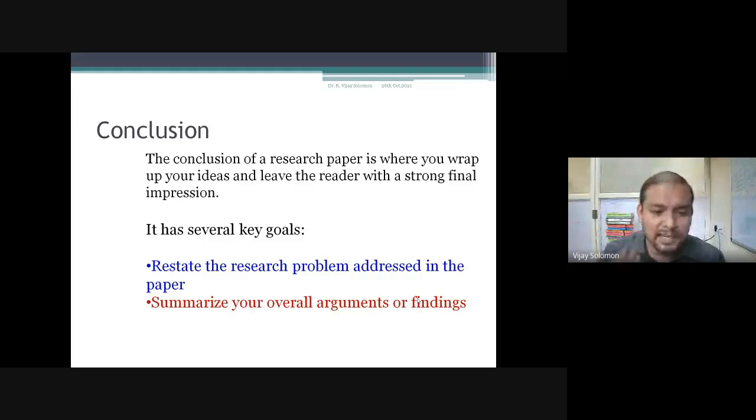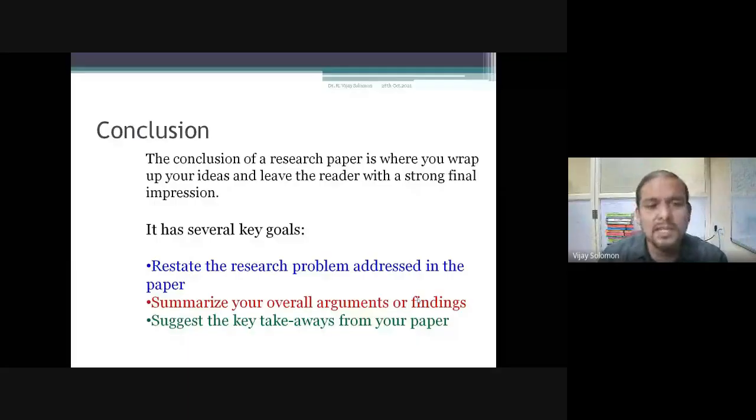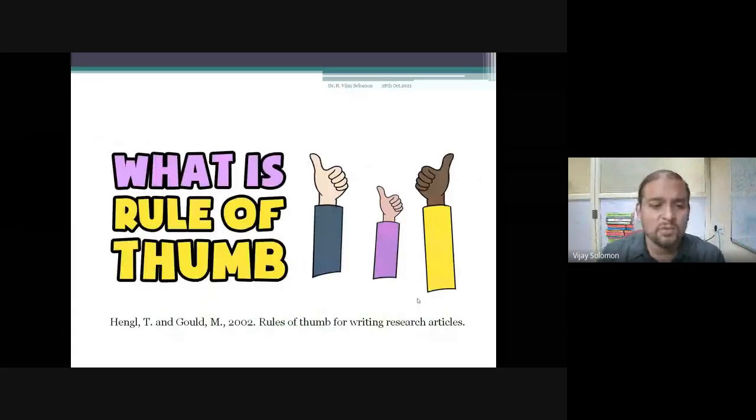Then the second one is to summarize your overall arguments or findings. You have to summarize the key findings, not all the findings. Then come the key takeaways from your paper. What do you want to convey to the readers, that I have got this, so these are the takeaways. If you have these things, definitely you will have a complete package for a manuscript, from title to conclusion. Now I want to give some rules of thumb. If you go for this style or strategy, it will be good for the authors as well as the readers.